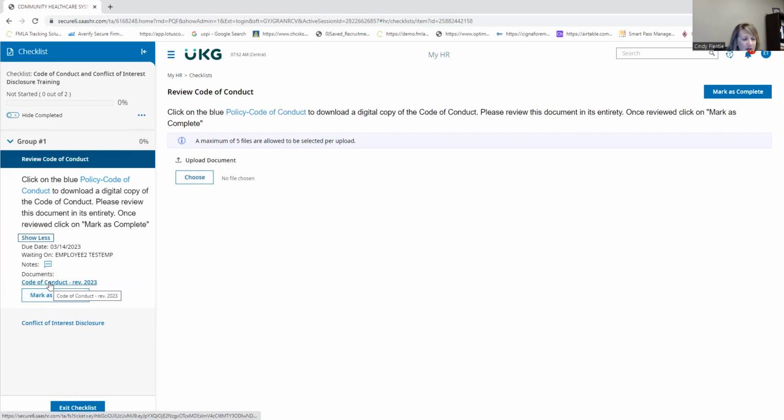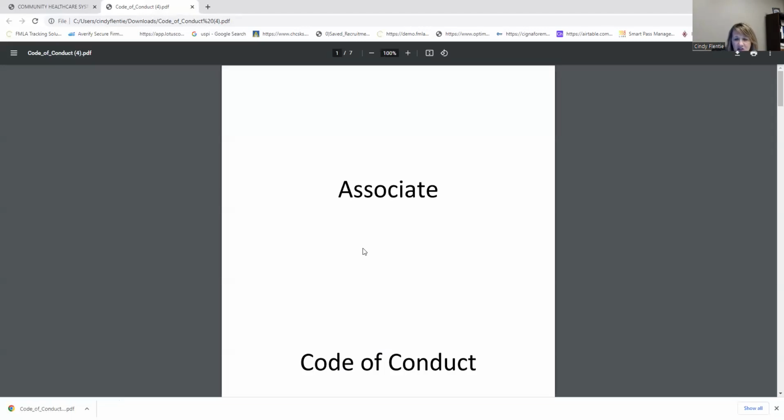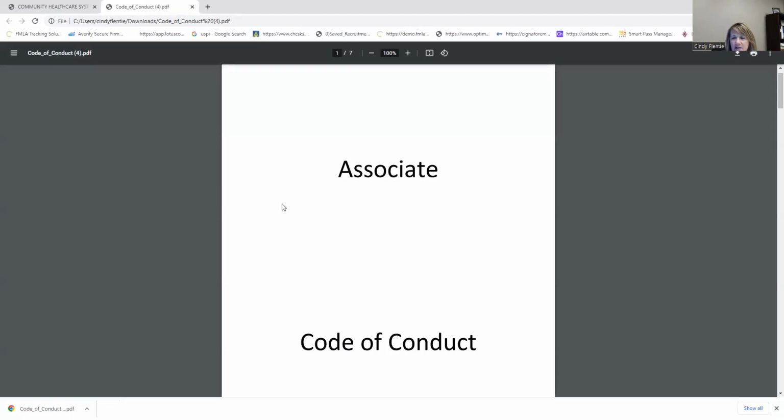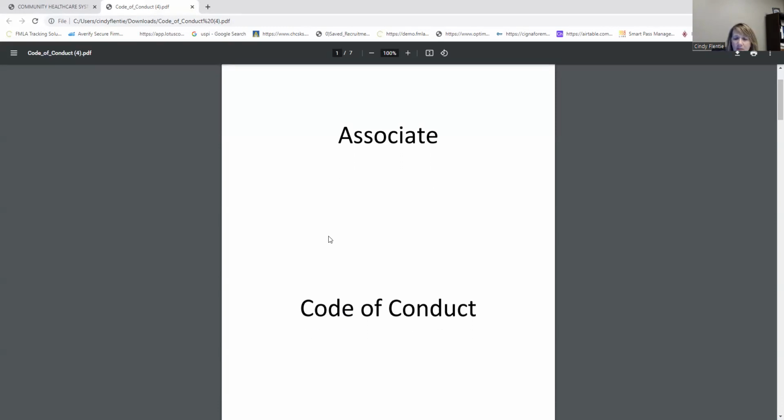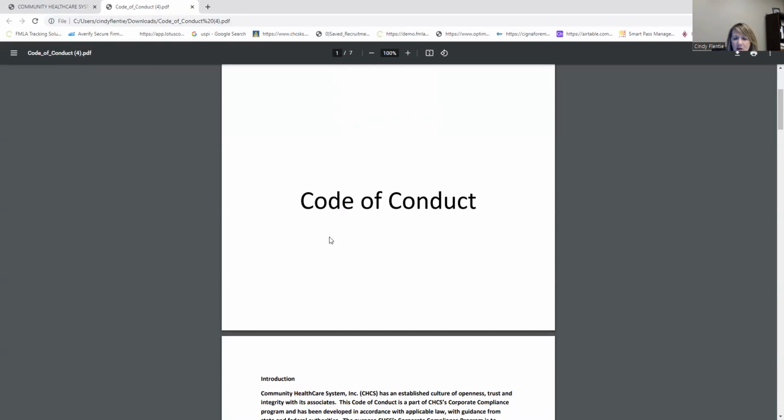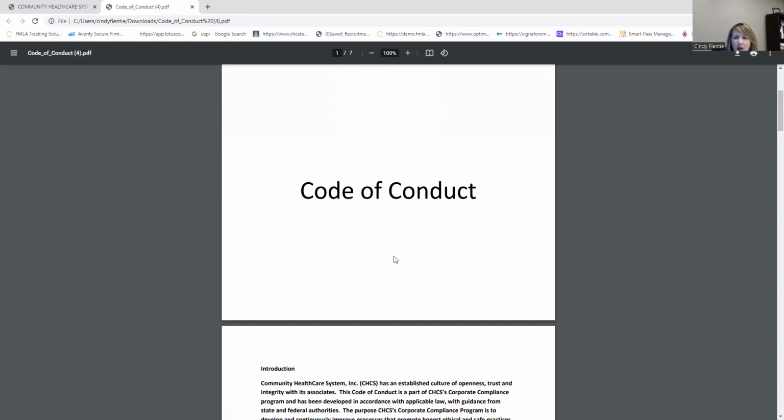So we're going to click here first on the Code of Conduct. It's going to pull up a PDF file, and when you open that up, you will see there's a 7-page document talking about the Code of Conduct. I'm going to give a high-level review of what is in the Code of Conduct, but I'm not going to go through a lot of details.